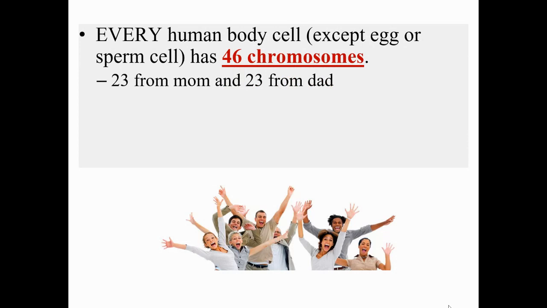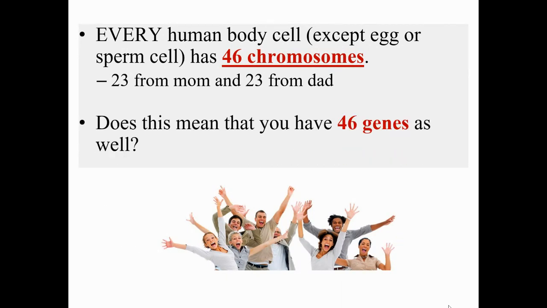But every human body cell has 46 chromosomes. So you're getting 23 from mom, 23 from dad. And that's a good thing because then you're not a little clone of either your mom or your dad, though some people might tell you you are. I kind of look just like my dad, except the female version. So getting 23 from mom and 23 from dad lets us have this mix of genetics that makes you unique. So does that mean you have 46 genes as well?